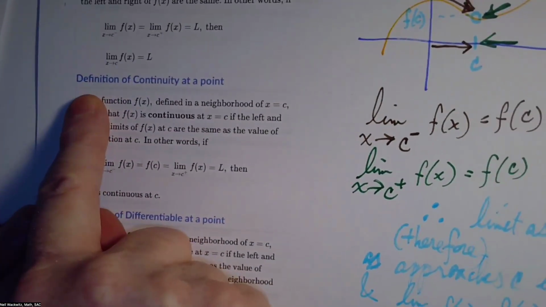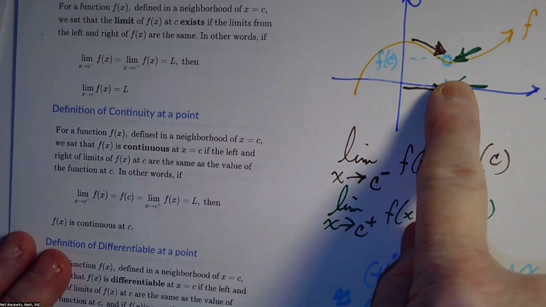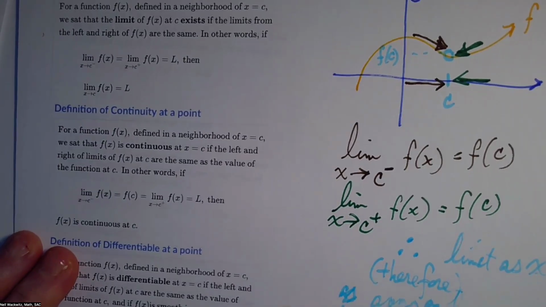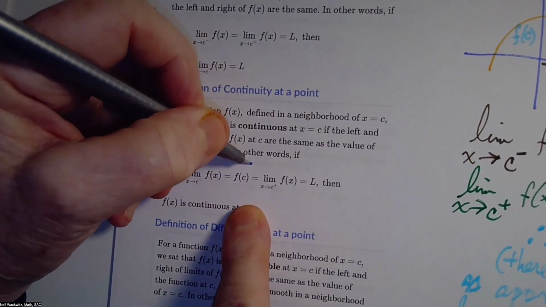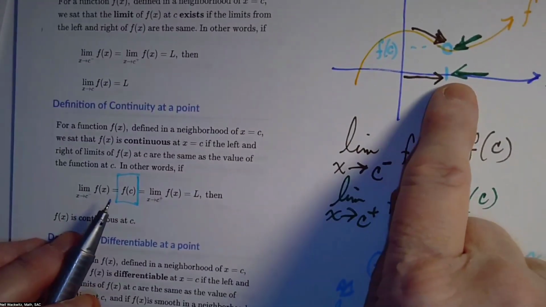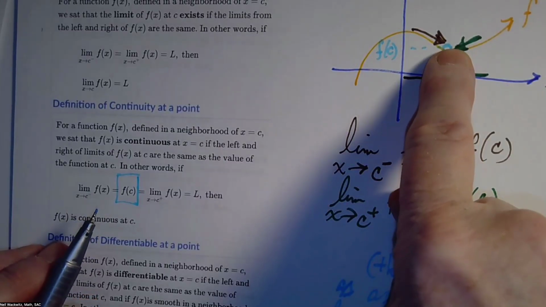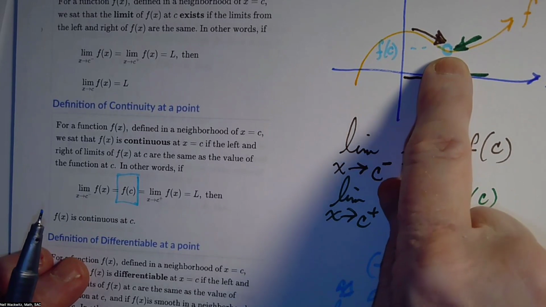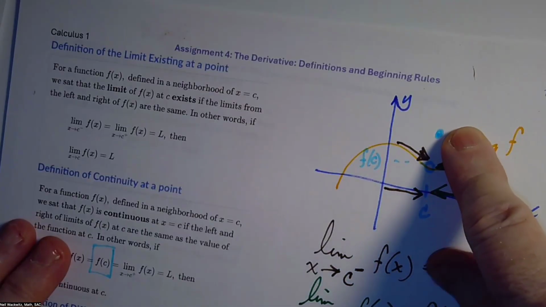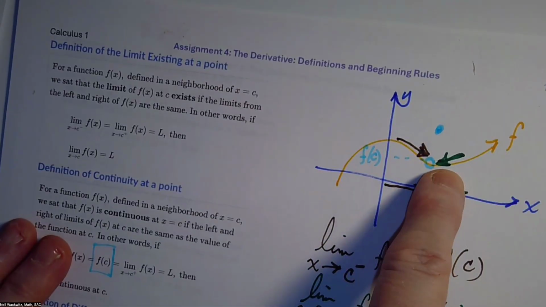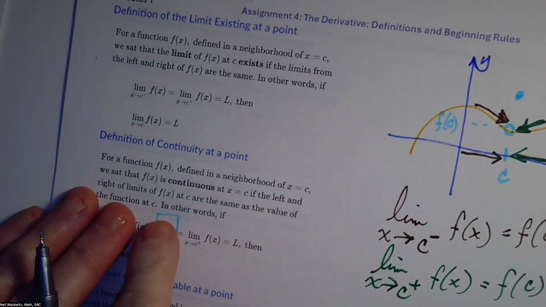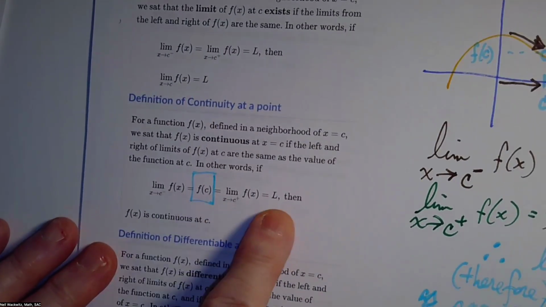Is the function continuous if there's a hole? Well, clearly the answer is no, but the reason is that f of c, the value that you get if you plug c into the function, doesn't even exist here. It could exist and be up here. As long as f of c isn't the same as the value of the limit from the left and the right, then the function is not continuous.